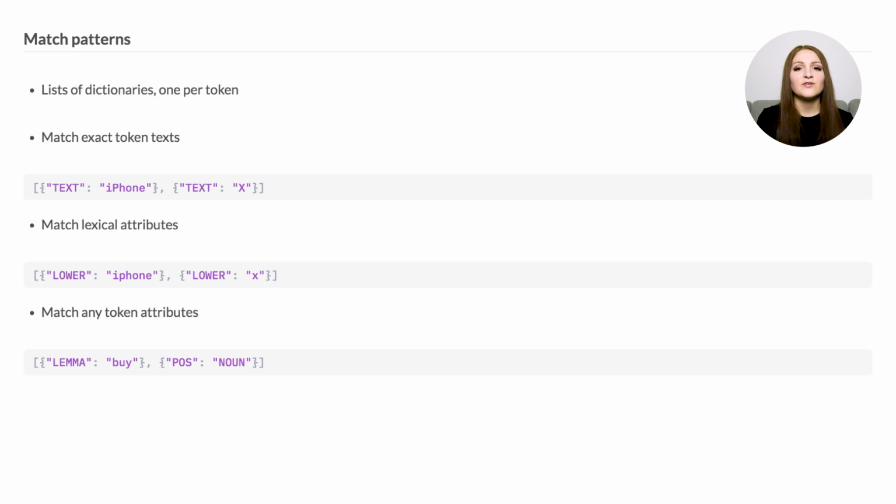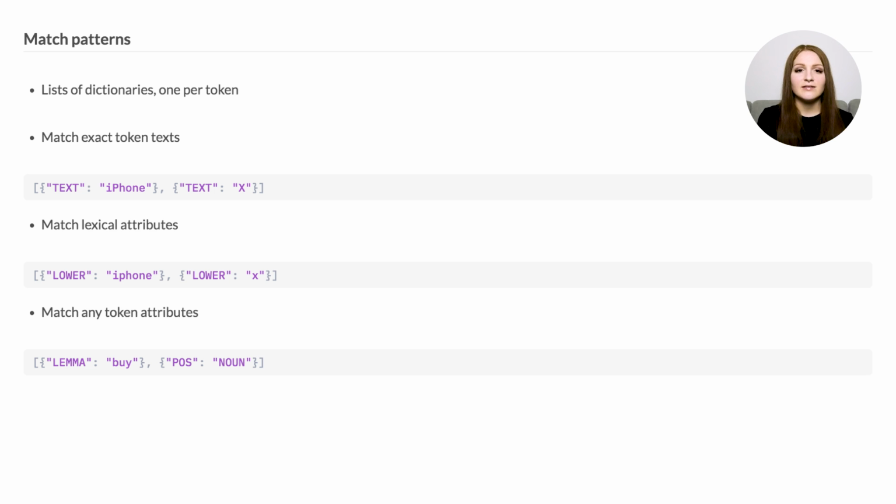Match patterns are lists of dictionaries. Each dictionary describes one token. The keys are the names of token attributes, mapped to their expected values. In this example, we're looking for two tokens with the text iPhone and X. We can also match on other token attributes. Here, we're looking for two tokens whose lowercase forms equal iPhone and X.